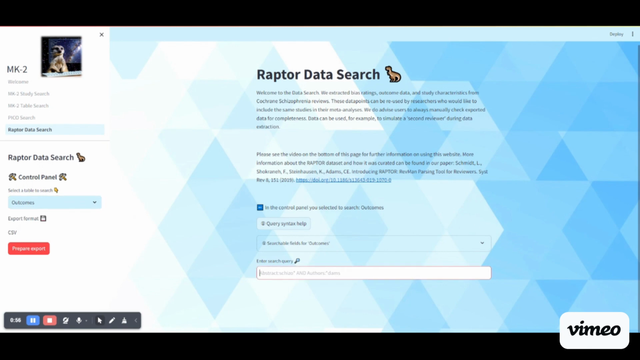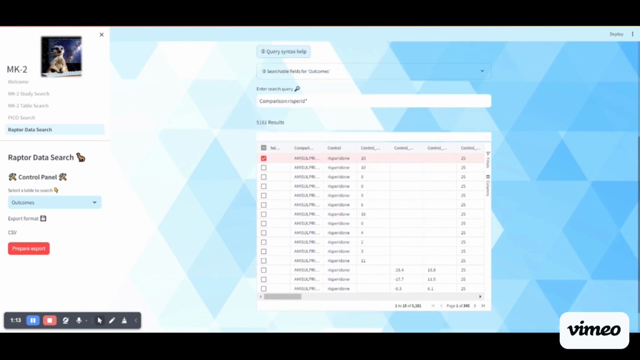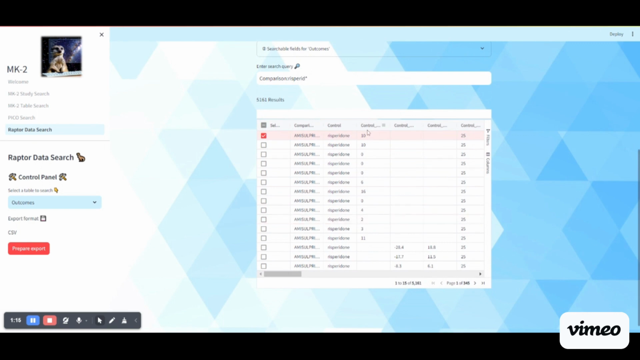we can search in the comparison name, and we can search for things, again, like risperidone, because this is an example that we've used in these tutorials previously. Of course, there's a lot of information and a lot of data that was extracted for risperidone.